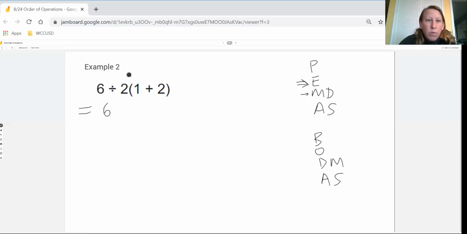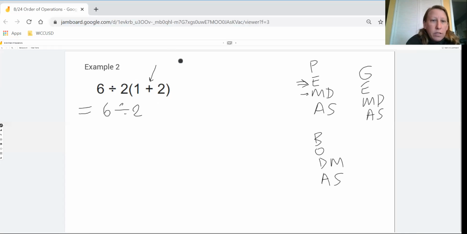So in this problem, we have some ambiguity. We have 6 divided by 2, and then most people agree that we're going to begin here. The P stands for parentheses, the B stands for brackets, or sometimes it's written with a G for grouping symbols, GEMDAS. Okay. So everyone has agreed that we do the 1 plus 2 first.